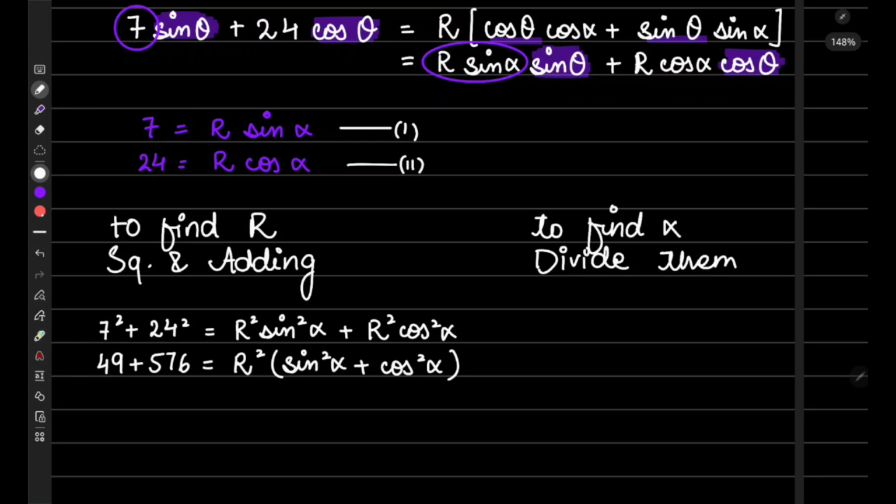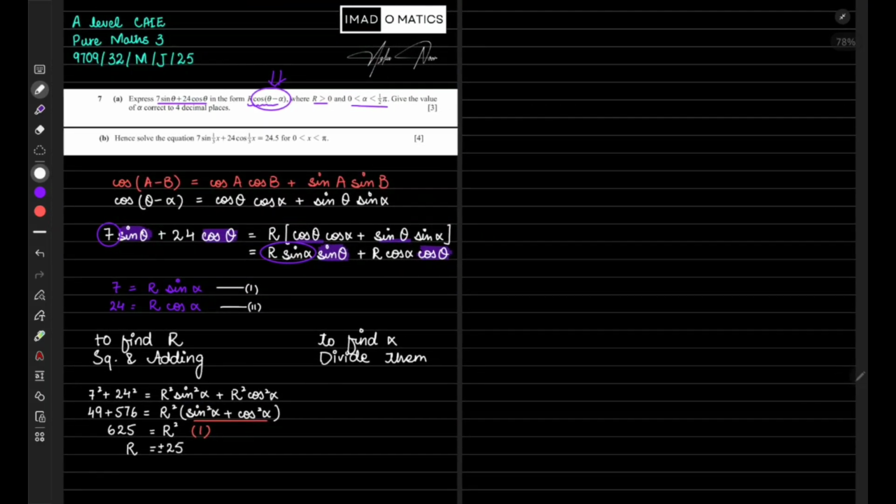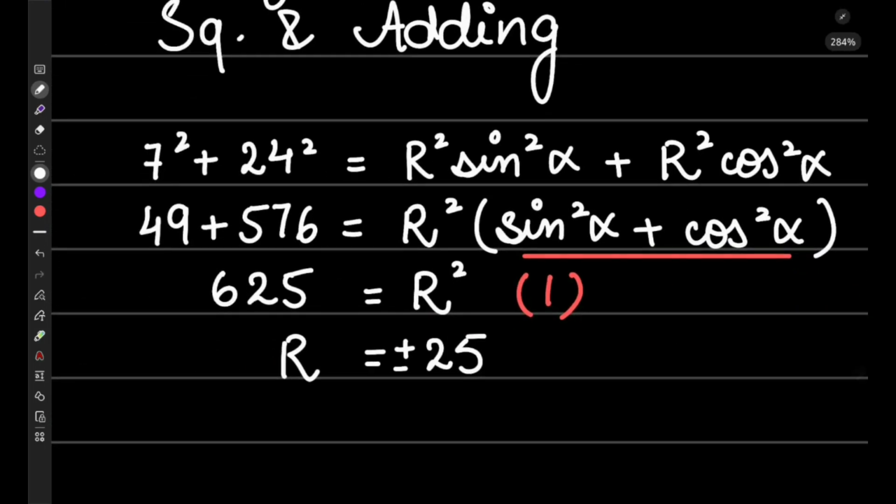Why we square and add is actually to make this formula, because we know that sin squared theta plus cos squared theta is equal to 1. So this is the reason why we use squaring and adding. That eliminates sin and cos and we are only left with r squared. That gives you 625. Then taking the square root on both sides gives you r equals 25. Why I am not taking plus minus 25 is because already in the question it says r is greater than 0. So we don't take the negative value, we only take the positive value. So this is what we get our r to be.